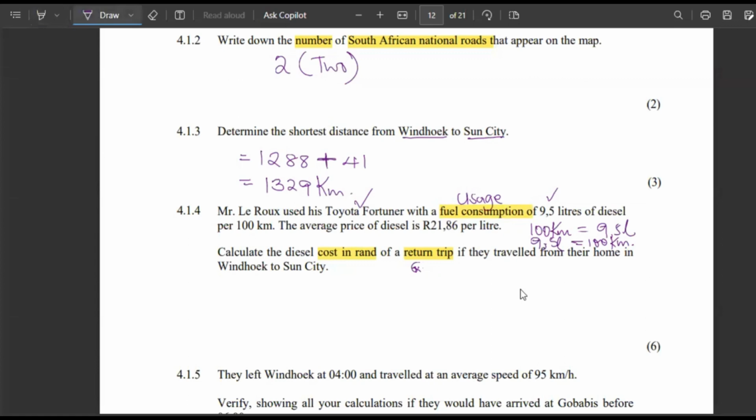Now, someone might ask what the distance is. The distance is 1,329 kilometers. So all we have to do now is take the distance, 1,329, multiplied by 2, because I need to know the total distance that they will cover. Having multiplied it by 2, this gives us 2,658. These are kilometers.